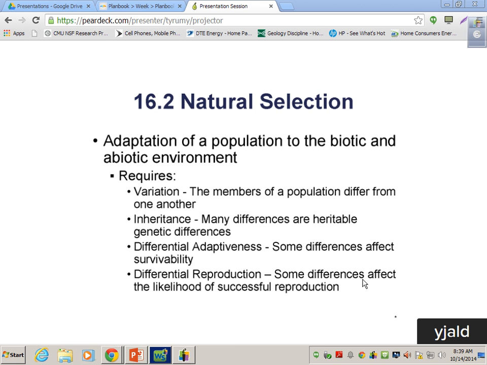The first one, variation, I think we understand. The members of a population differ from one another. There's variation in this room right now. Not one of us is the same. I don't see any identical twins in here, so we don't even have to worry about that discussion.